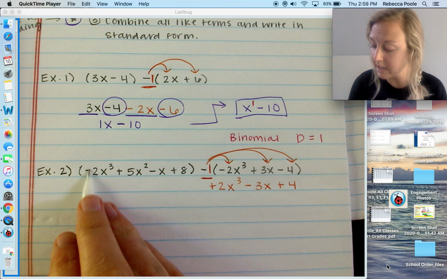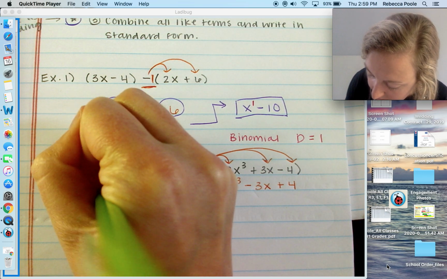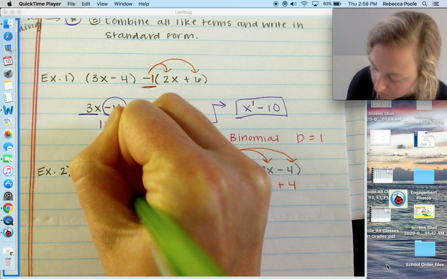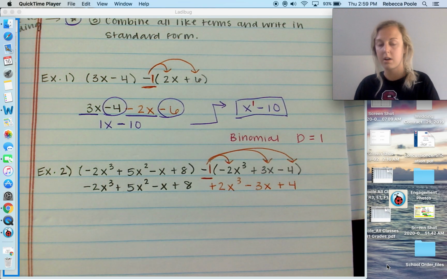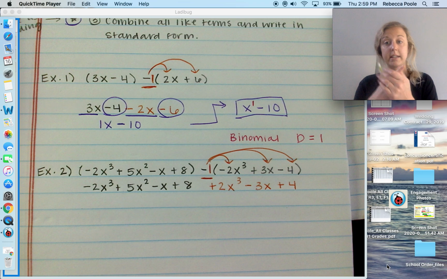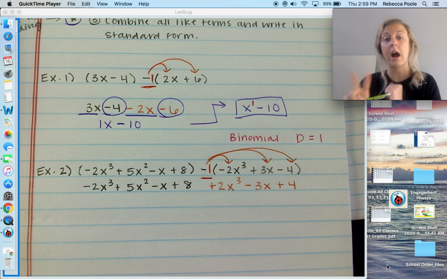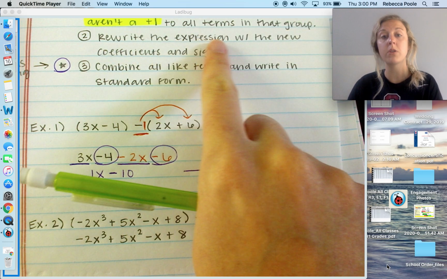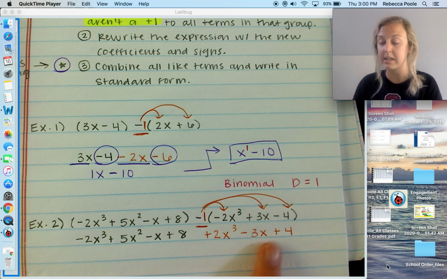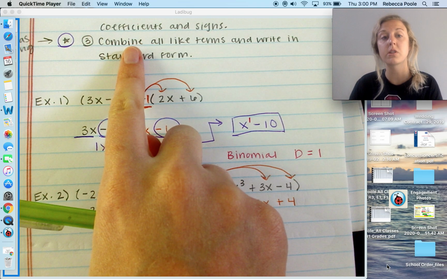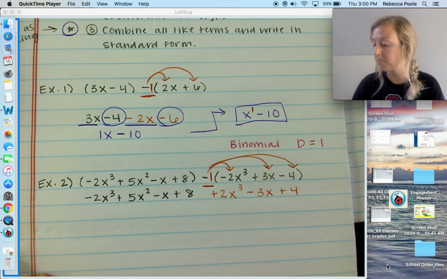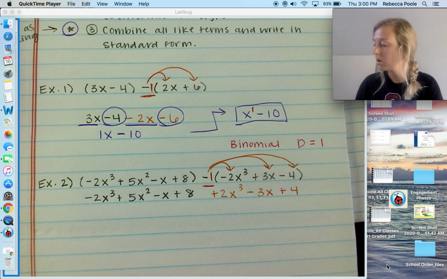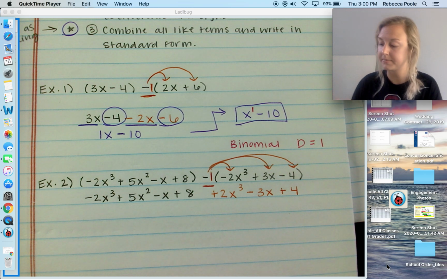Now, I'm going to bring down the front polynomial because I didn't touch it, but I don't need the parentheses anymore because we already distributed. All right? So, I did step 1, I distributed. I also did step 2 and rewrote the expression with the new coefficients and signs. So now I'm just on step 3, combine all like terms and write in standard form. Okay? So, let's look at our like terms here.